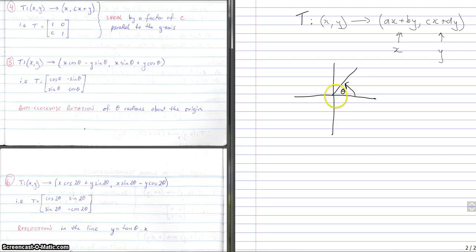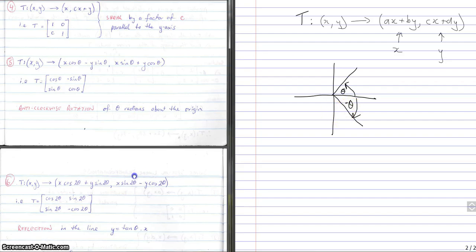Now what if it was a clockwise rotation? If it's a clockwise rotation, then the angle we use is negative. That's important to remember. So if you've got a question where it says a clockwise rotation of 45 degrees, then you need to put in there as your angle negative 45. So keep that in mind.